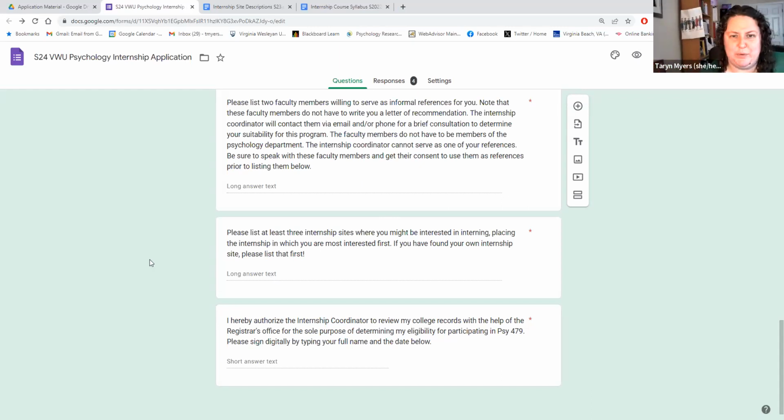So pretty straightforward. I would say, besides looking up the stuff on WebAdvisor, this will take you maybe 5 to 10 minutes to complete. And then what will happen after I get the applications on Monday is that I will go through them. I'll start to do your reference checks. Once I have all those in, I'll start assigning people to sites.